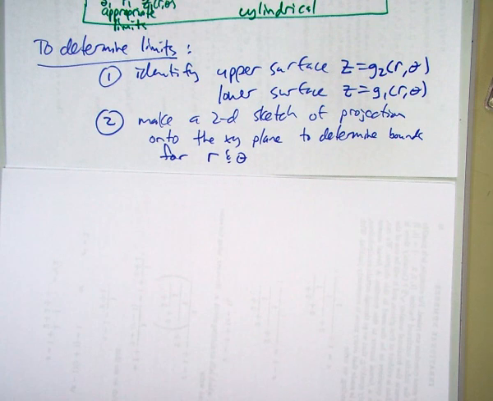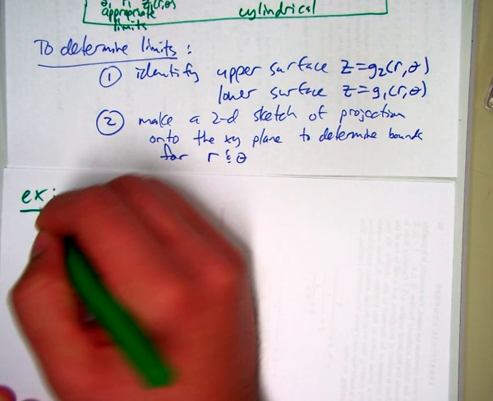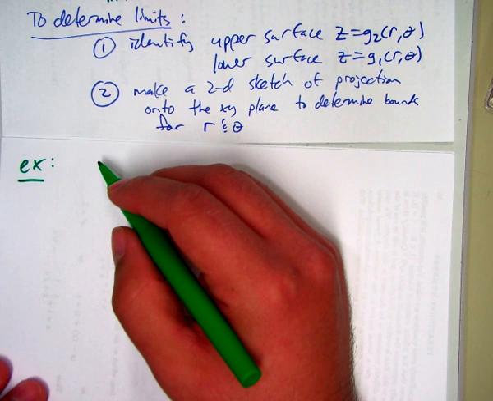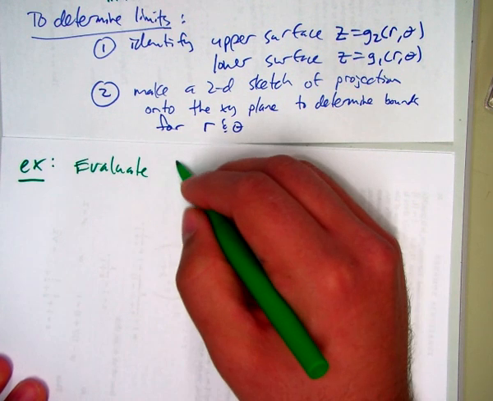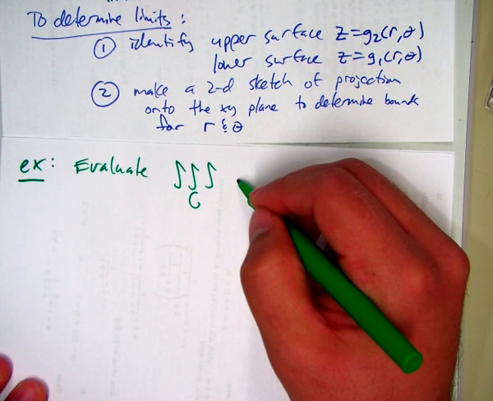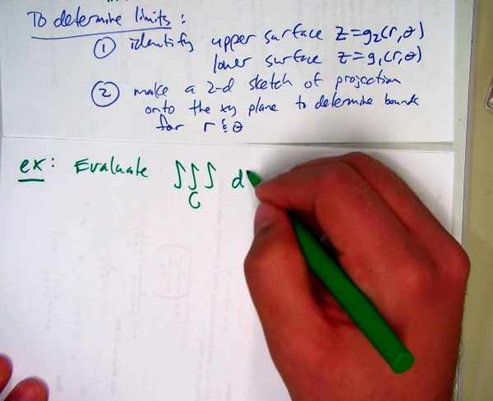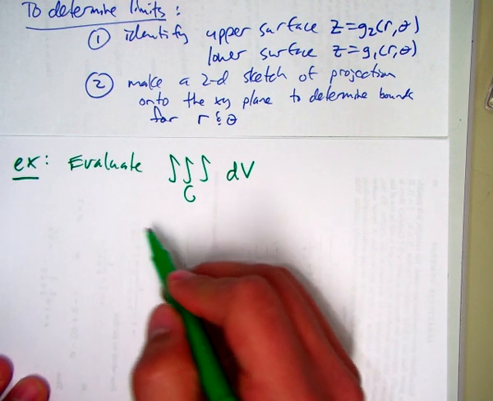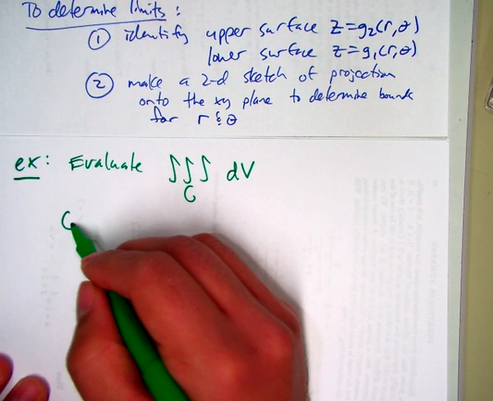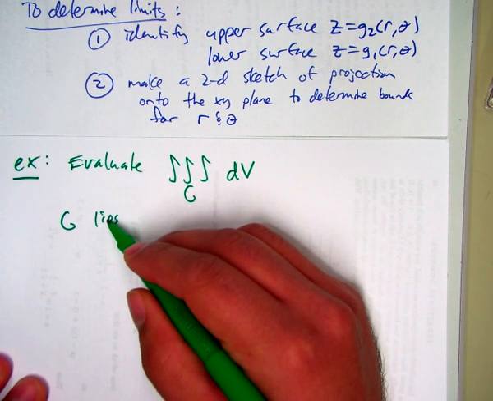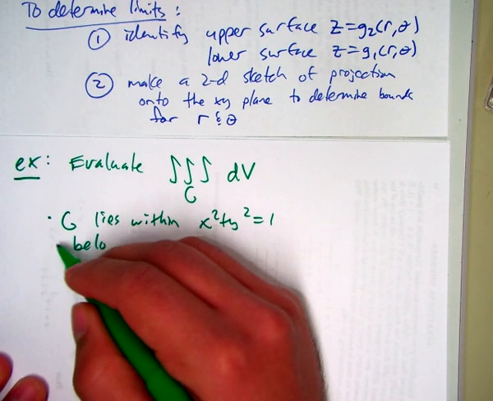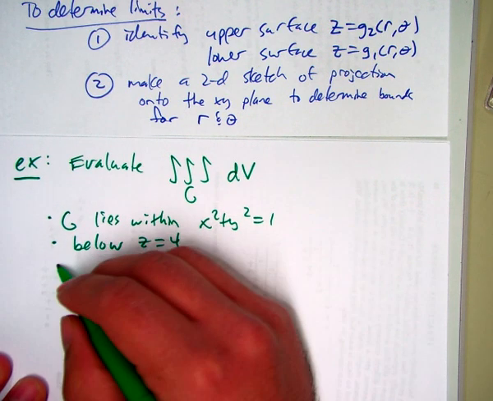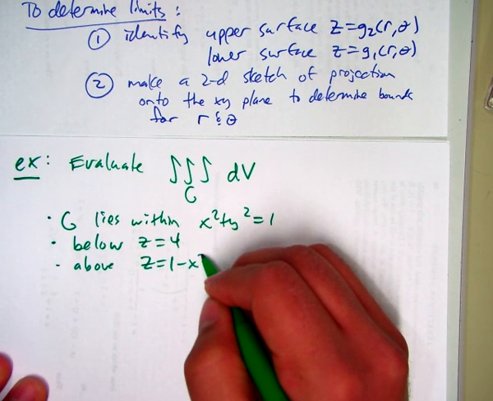Okay, so let's try an example. Let's say we want to evaluate a triple integral where G lies within x squared plus y squared equals 1, below z equals 4, and above z equals 1 minus x squared minus y squared.